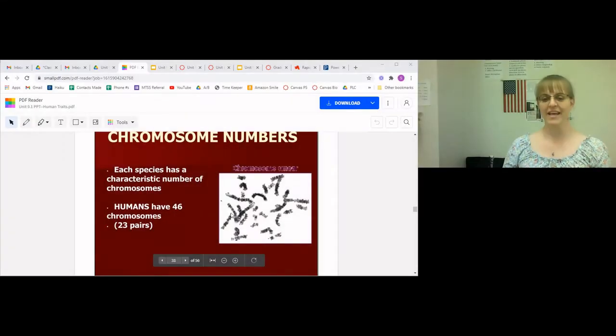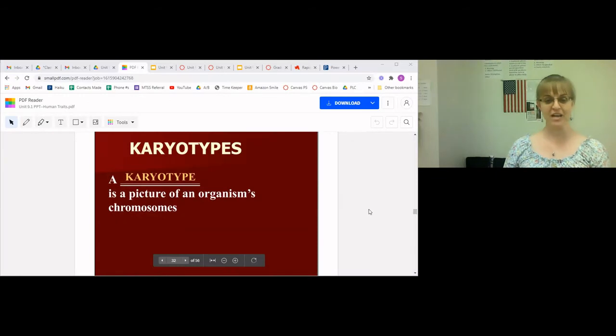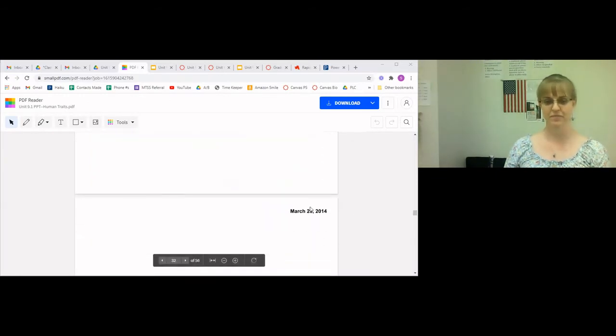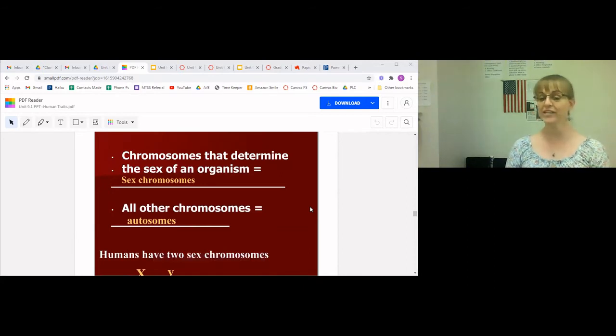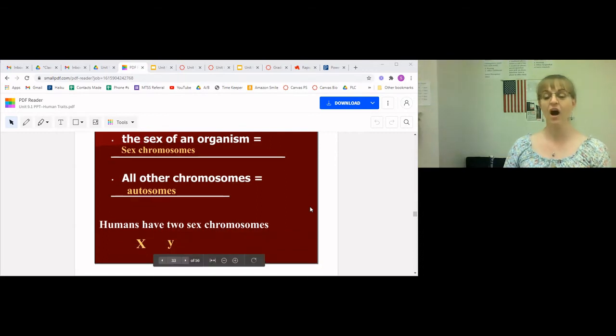two. Now, each species has a characteristic number of chromosomes. Humans, for example, have 46 chromosomes, made of 23 pairs of chromosomes. 23 from your mom, 23 from your dad, for a total of 46. A karyotype is a picture of an organism's chromosomes. The karyotype shows the 22 pairs of autosomes and the one pair of sex chromosomes. The X and Y chromosomes are the sex chromosomes that determine whether an organism is a male or female. All the other chromosomes, 22 pairs for humans, are autosomes. They are body chromosomes that control the rest of your body.